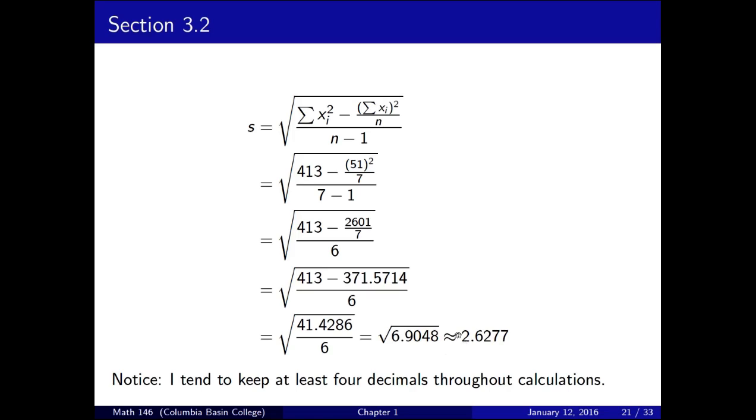So the computing formula takes a little less time, and it's also a little more accurate because I tend to keep about 4 decimal places here, but I only had to round in one place, right? I only had to round right here with this division, whereas with the original formula, there's a lot more rounding going on, so you're a lot more likely to be off by a few decimal places. So I tend to use the computing formula.